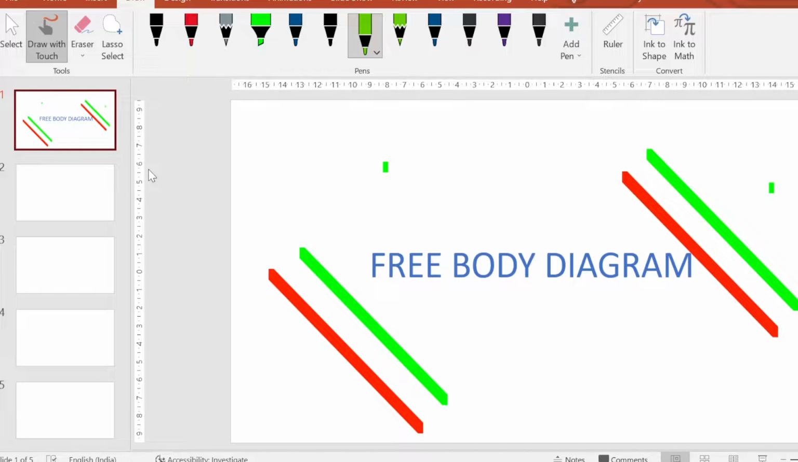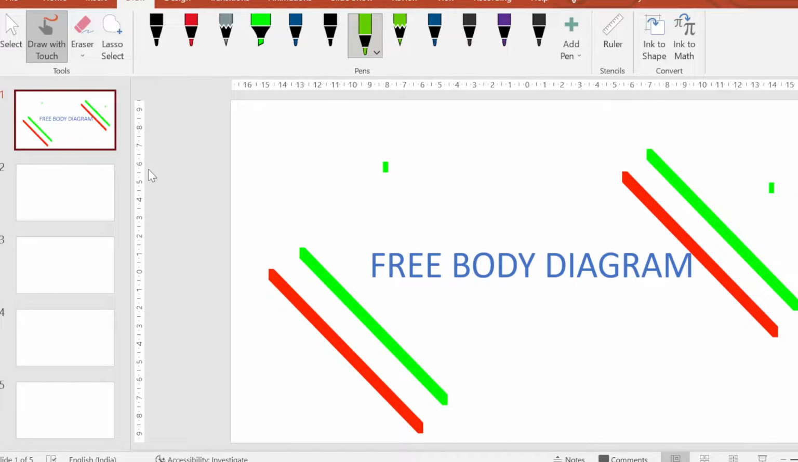Hello students, today we will discuss one of the important concepts in physics, that is basically the free body diagram. To understand the free body diagram, first we have to understand the forces which are acting on that body. For that we are drawing the free body diagram.